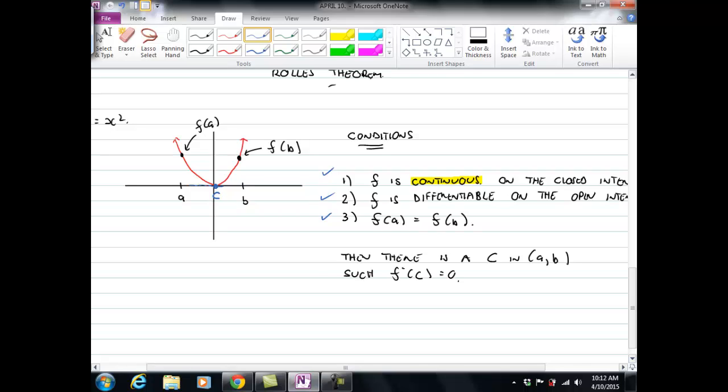In plain English means this: if you have 2 y points that are the same, that means there's a point c, this mystery point c, somewhere in between a and b, such that the slope of the tangent line will be 0. We don't know where. I'm just saying there is a point c.